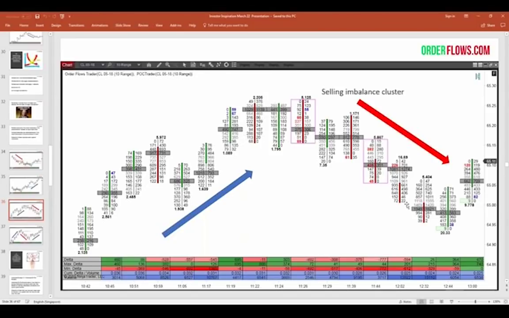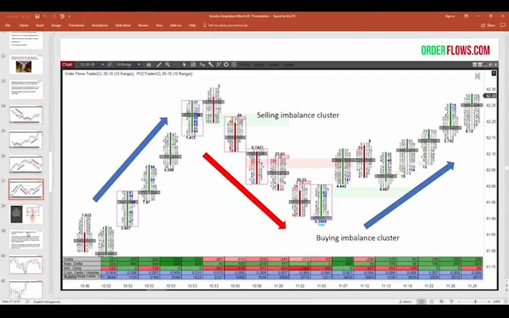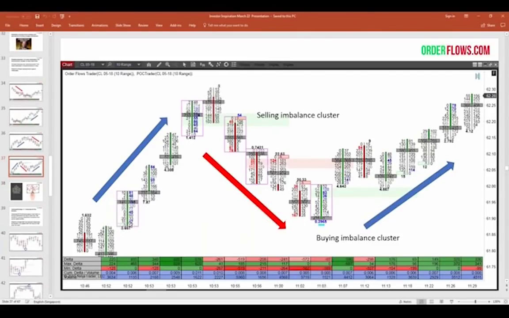This is the market revealing itself to you, telling you that aggressive sellers are showing up in the market. Again, another crude oil chart, from yesterday or the day before, I think. Again, we're rallying up. Buying imbalance cluster, buying imbalance cluster, you've got a stacked imbalance. Then the market turns and sells off. Selling imbalance cluster, selling imbalance cluster. It hits this swing low, buying imbalance cluster, and makes its way back up.